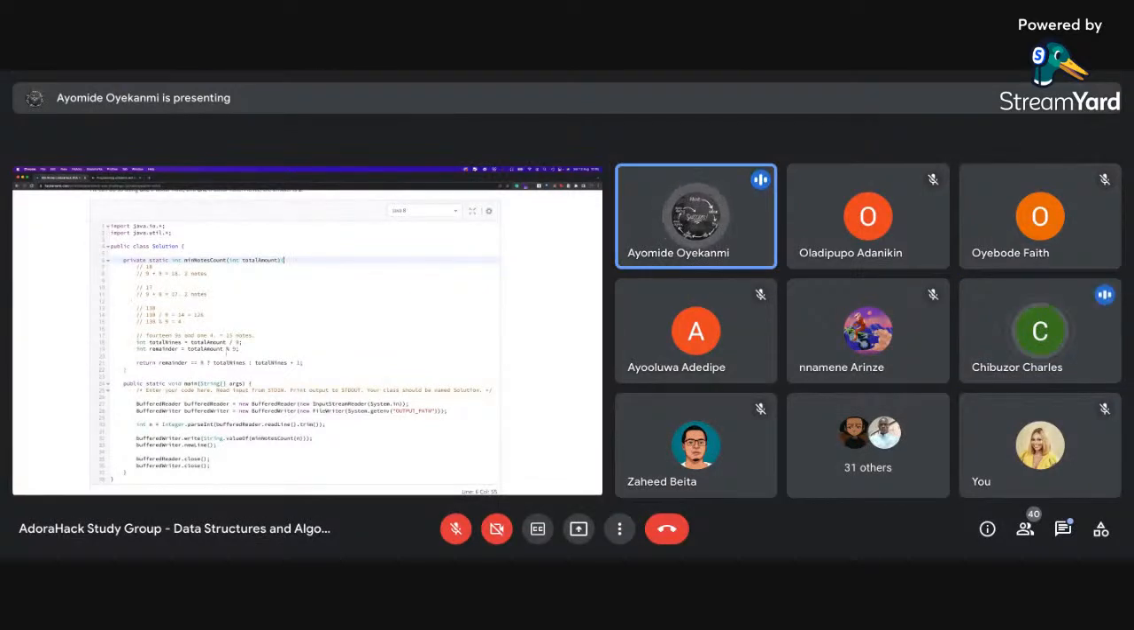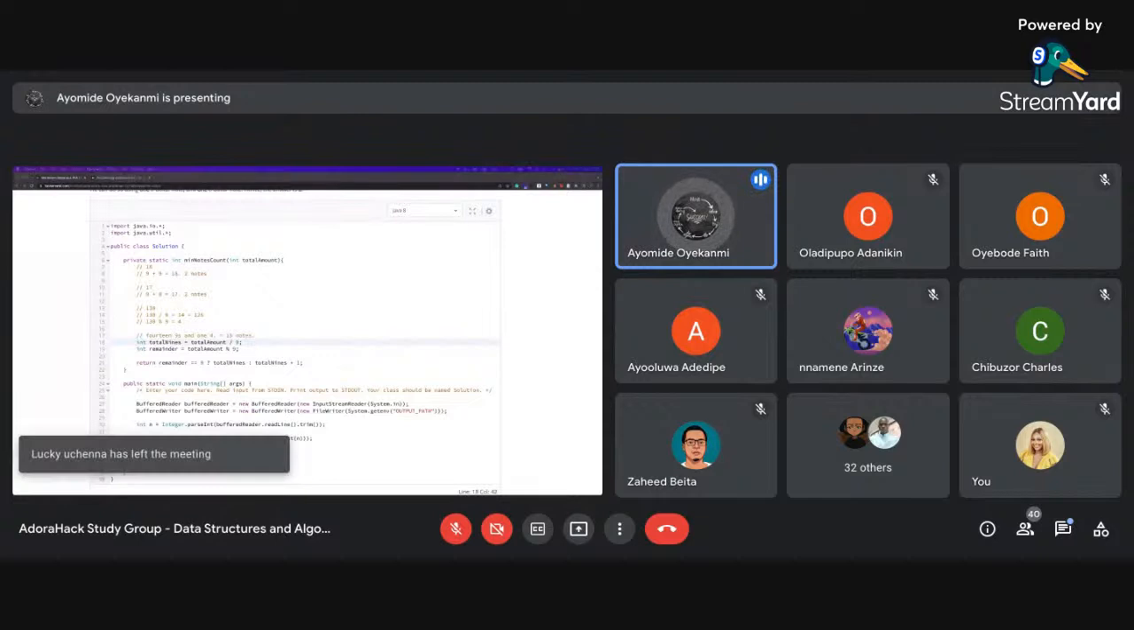Okay, sure. The edge case that the person mentioned just now: if it's less than 9, would it still work here? Let's say we have something less than 9, like 8. 8 divided by 9 would give us something like 0. Anything less than 9 divided by 9 would give us 0 if we use an int.